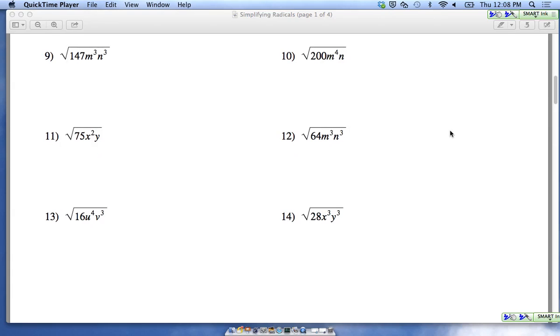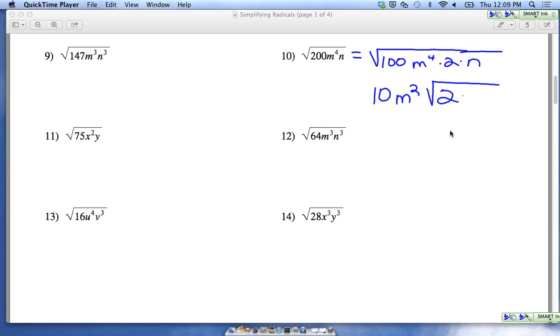Let's do number 10. The largest perfect square factor of 200 is 100. M to the fourth is a perfect square. And I have a numerical factor of 2, and then I have n to the first, not a perfect square. So the square root of 100 is 10. The square root of m to the fourth is m squared. And then remaining underneath the radical would be the factor of 2, and then n to the first power.